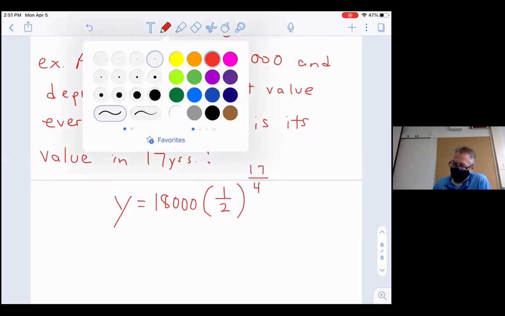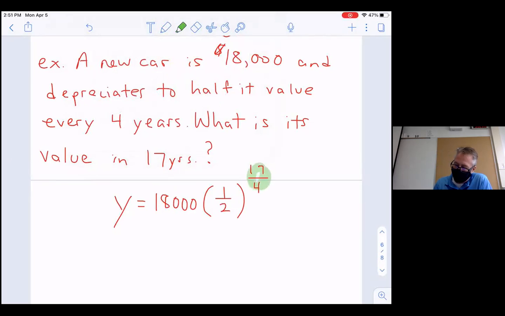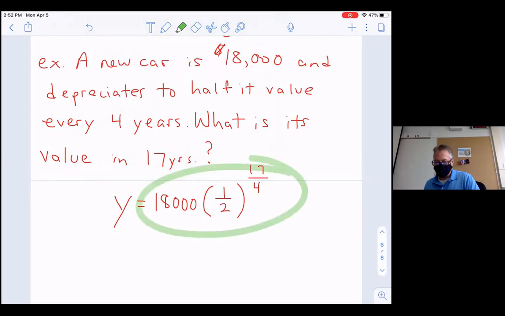And that part kind of gets some students because sometimes it doesn't really make sense. Why are we dividing by 4? But really the reason is because we're taking this amount of time, 17 years, and it's going to halve its value every 4 years. So it's going to go through a little more than 4 half-lives, so to speak: 17 over 4, 4.25 half-lives. So we're just going to plug this into our calculator.